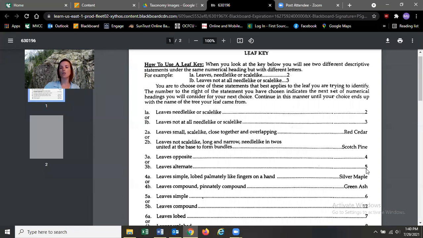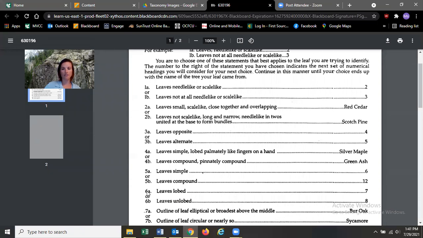So I go to 5. Now notice that it's not 5A or 5B. I don't know what my next characteristic is until I get there. So when you're writing up your key, A's and B's don't belong over in this column. You don't know that until you get to the number, compare the characteristic of A and B to decide which one you are. You can't tell your reader, oh, you're A. You don't know that yet, okay? So our leaves are alternate, we go to 5.